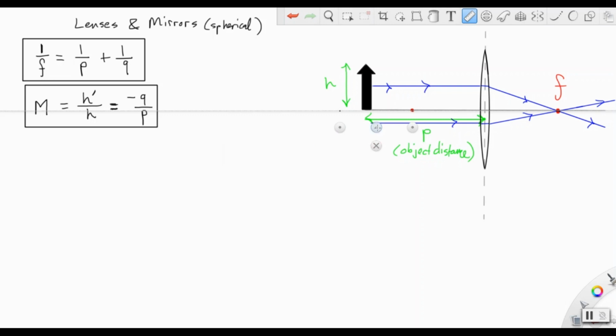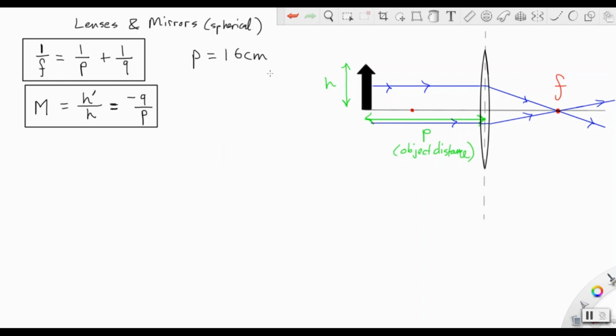In fact, the object distance should be labeled from the top of the object to the optical plane, the point of the object to the optical plane. So I measured it to the middle of this arrow. So we have labeled then that our object distance, P, is equal to 16 centimeters.